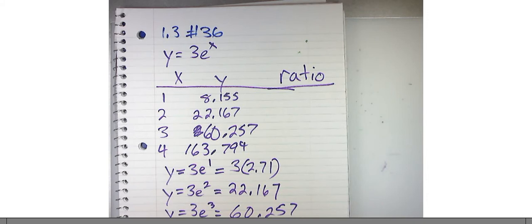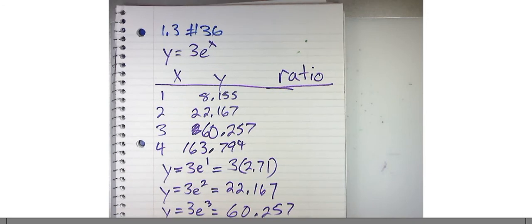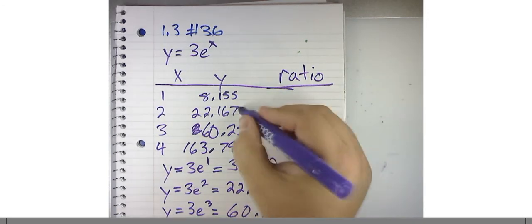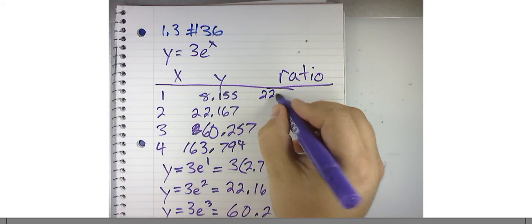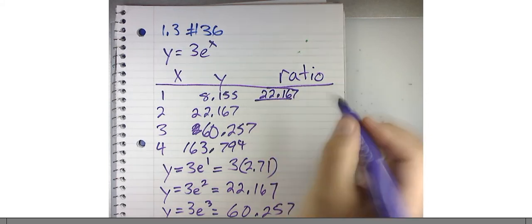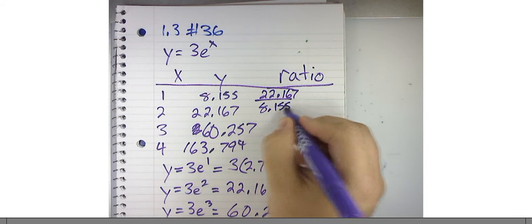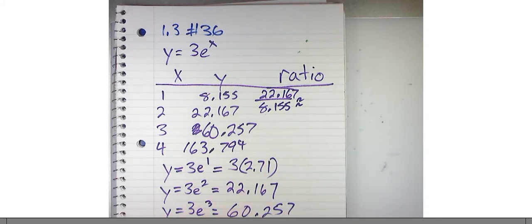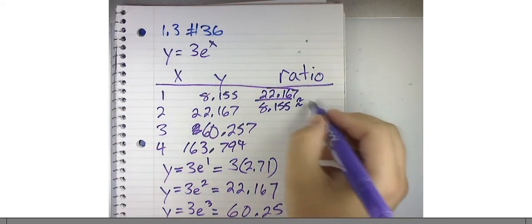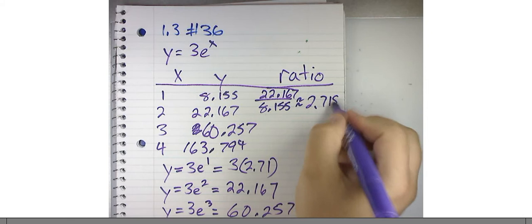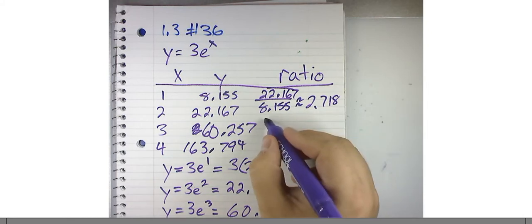Now what we want to do is we want to look at the ratio. We're going to compare the y's. So if I take this number, in other words, if I say 22.167 and put it over the previous y value, which is 8.155, I will get approximately, and you're going to love this, 2.718.